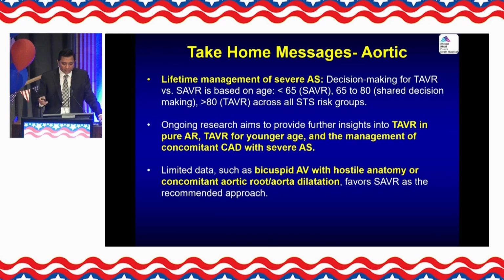So aortic take-home messages: lifetime management, decision-making involving the patient. Especially less than 65, more towards surgery; 65 to 80, case-to-case basis; more than 80, we know it's TAVR. Other subgroups of aortic stenosis that will need TAVR are pure AI, young age patients, or concomitant CAD and severe AS. And you need to stay away from TAVR in which patients? Whoever has a hostile anatomy, like bicuspid, severe calcium, or root dilatation, where you know if you do a TAVR, they are not going to do well, and you're putting them at more risk than what they are at right now when you meet them for the first time.